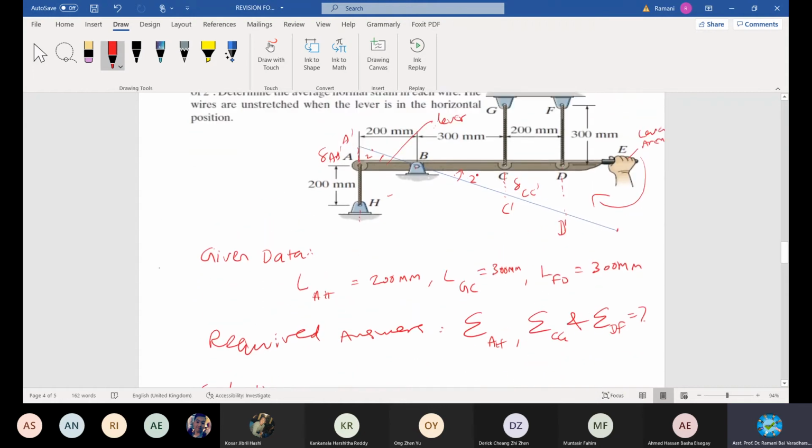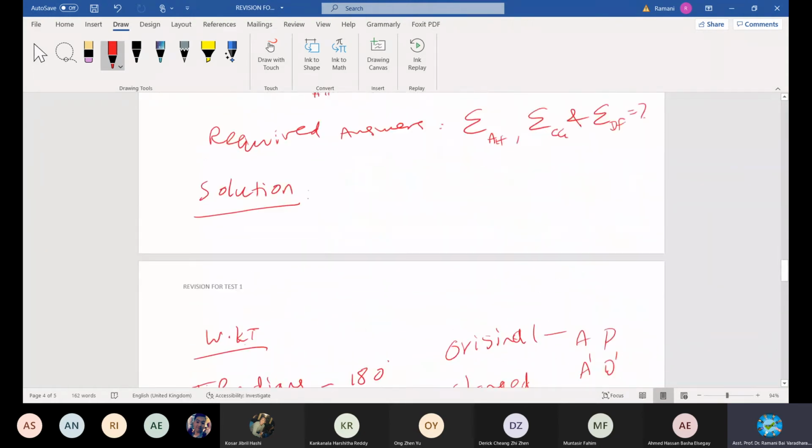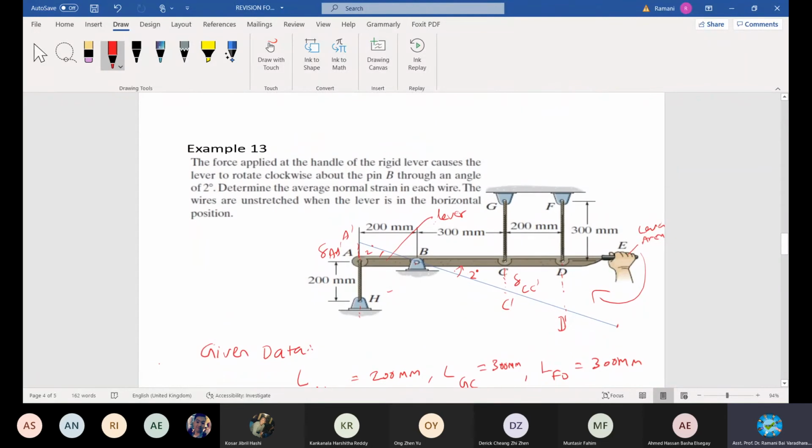Okay. In this case, in the diagram, consider B, C, C dash. Opposite side by adjacent side will be C, C dash by 300. And then for DF, consider this triangle, B, D, D dash. When you consider B, D, D dash, you will get what is called delta D, D dash.